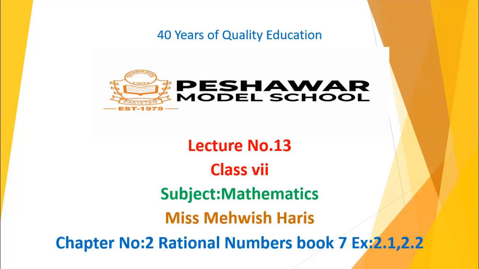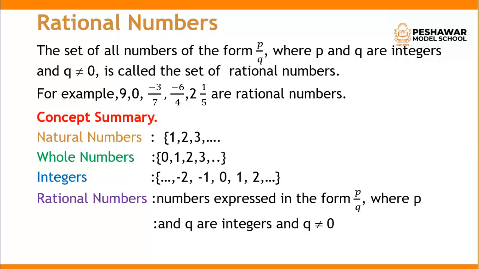So get ready, boys. Today our topic is rational numbers, the set of all numbers of the form P by Q, where P and Q are integers and Q is not equal to 0, is called the set of rational numbers. It means these are all the numbers written in the form of P by Q, where P and Q are integers, and Q not equal to 0 means you have not put 0 in the denominator.